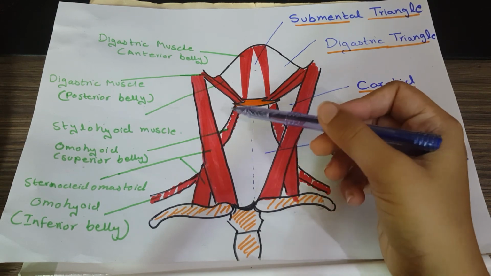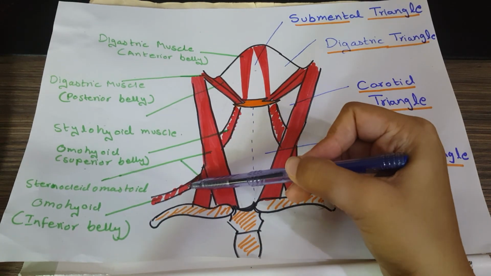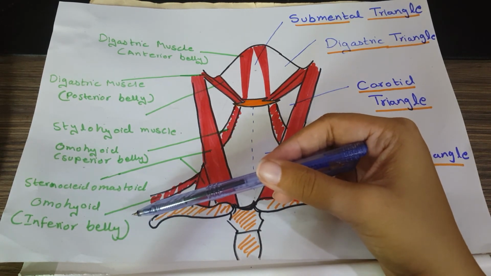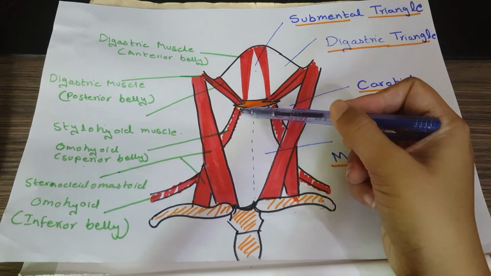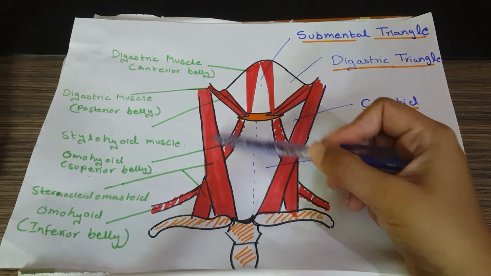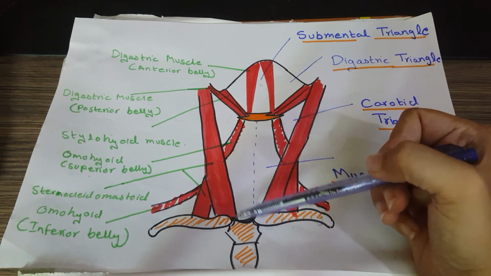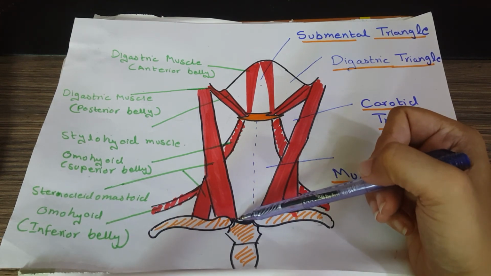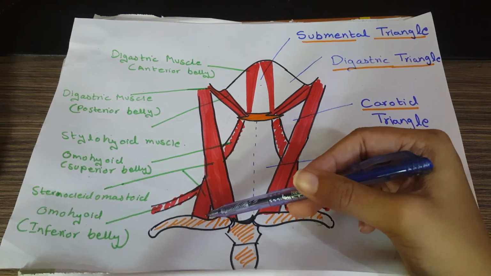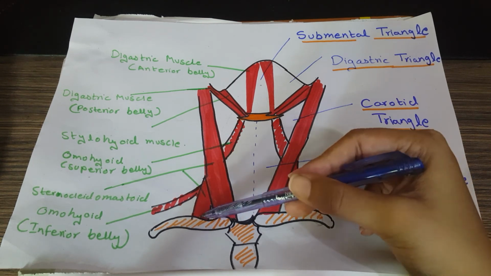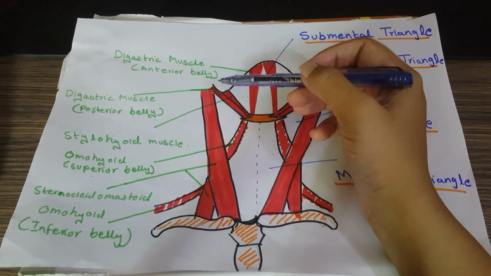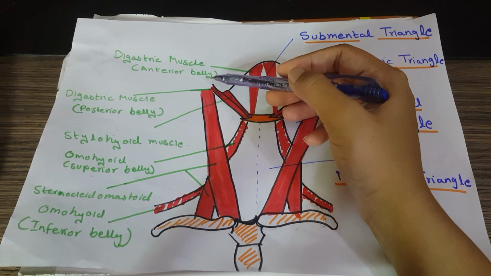Omohyoid muscle. The omohyoid muscle has two bellies, superior belly and inferior belly. It originates from the superior border of the scapula near the suprascapular notch, and is inserted on the lower border of the hyoid bone. Sternocleidomastoid muscle. The sternocleidomastoid muscle has two heads, sternal head and clavicular head. The sternal head originates from the supralateral part of the anterior surface of the manubrium sterni, and the clavicular head originates from the superior surface of the medial 1/3 of the clavicle. The sternocleidomastoid muscle is inserted on the mastoid process as well as the superior nuchal lines.